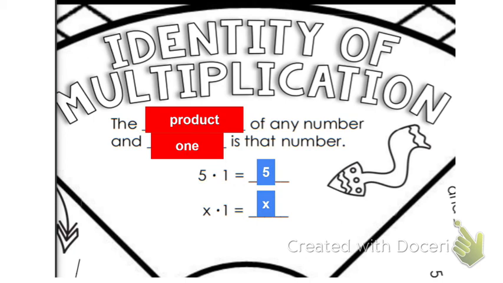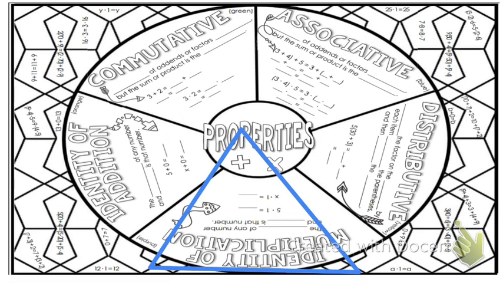So these are all of the properties of multiplication and addition that we focus on in 6th grade. The big ones that I want you to remember are the associative and distributive properties. Those are the ones that they usually ask about and question on when you are doing STAR type testing.